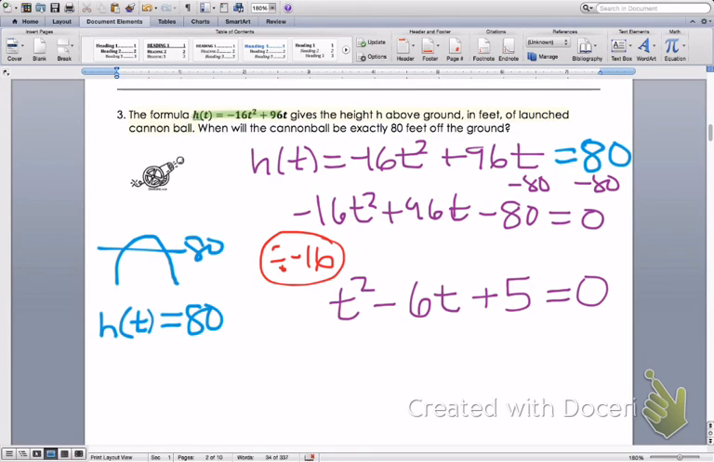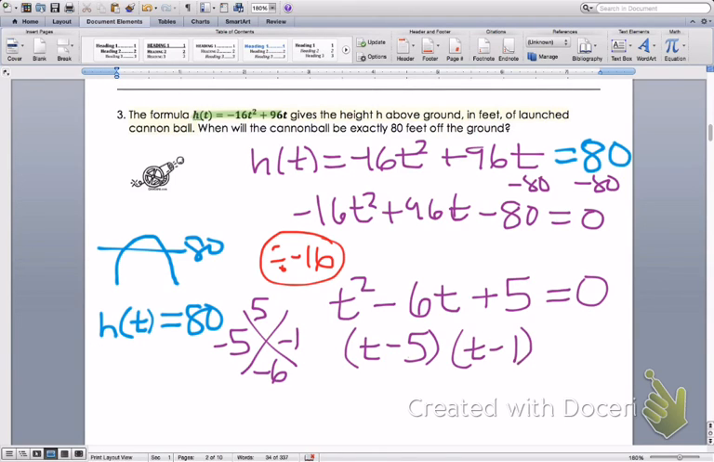So the question is, can I factor it, or should I be using the quadratic formula or completing the square? I'm going to draw an x real quick. I'm going to put my 5 at the top, negative 6 at the bottom. 5 times 1 is 5. But in order to make it negative 6, both of them have to be negative. I can definitely factor this. I can use my shortcut. So t minus 5, and t minus 1 equal to 0.